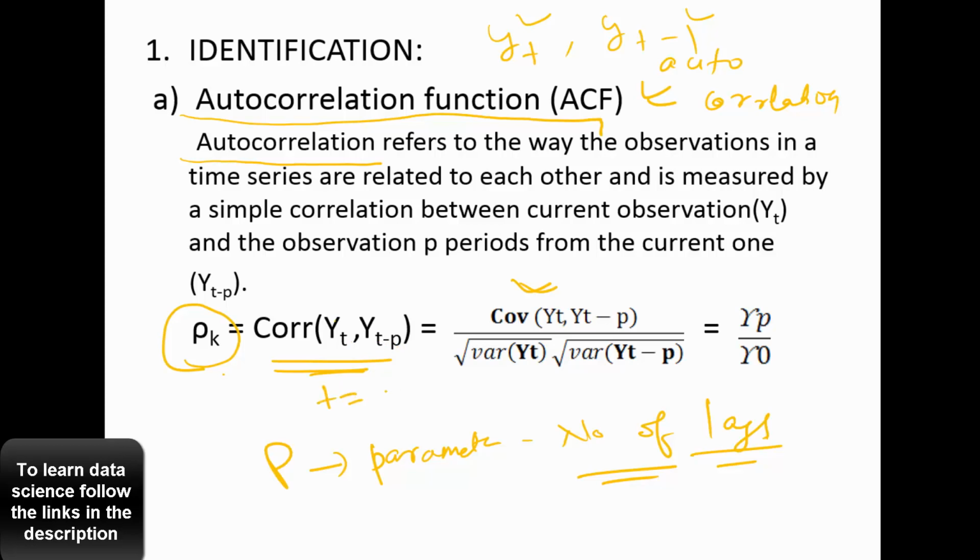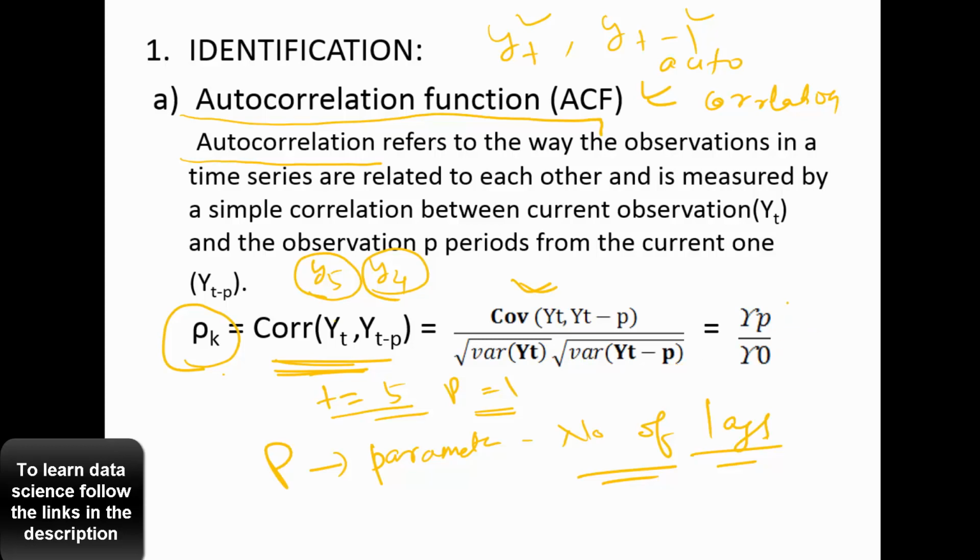Let's say t is equal to 5 and p is equal to 1. So what is yt? Y5. What is yt minus p? It is y4. So we try to find the correlation between y5 and y4. That's just a representation. How do you find it? Covariance of yt and yt minus p, just put in the values of t and p. You can have any values there. And it's just the correlation formula: the square root of var of yt times the square root of var of yt minus p.